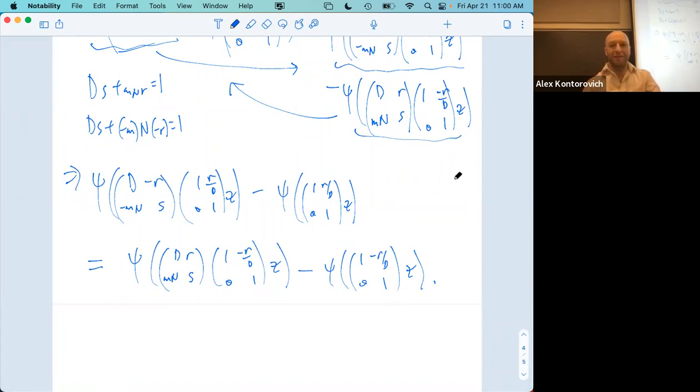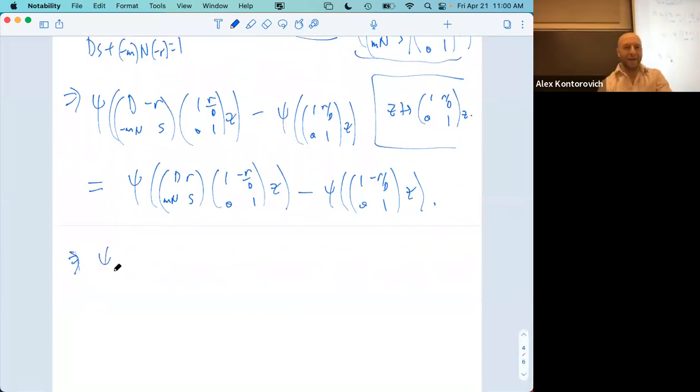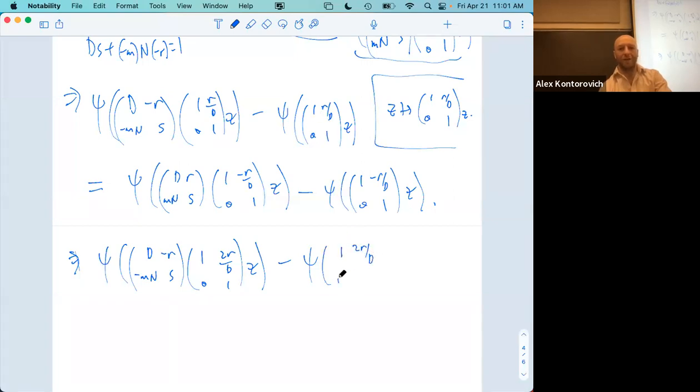I'll replace z by 1 r over d 0 1 z. Just going to make a change of variables. We have to work out what both sides are going to do. On one side, I get psi of the same d minus r minus mns. Well, this thing, now I get an extra term. So now I get a 1 2 r over d. I'm not taking the inverse. Minus psi of, again, 1 2 r over d 0 1 z.